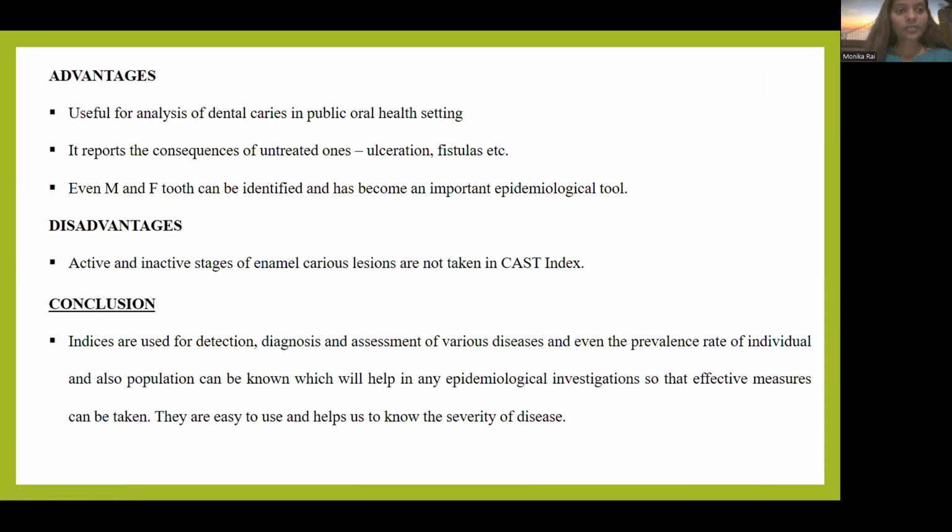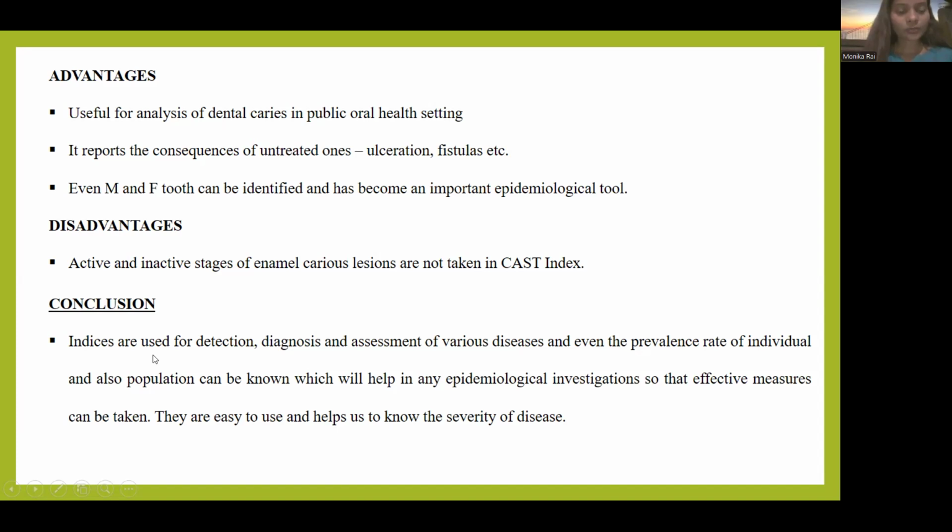Advantages: it is useful for analysis of dental caries in a public oral health setting. It reports the consequences of untreated caries, such as ulcerations, fistulas, etc. Even missing and filled teeth can be identified, and it has become an important epidemiological tool. Disadvantages: active and inactive stages of enamel caries lesions are not taken into account in the CAST index.